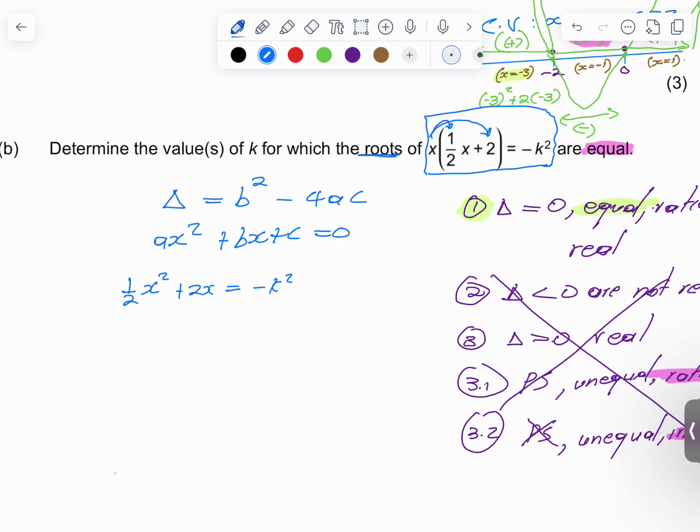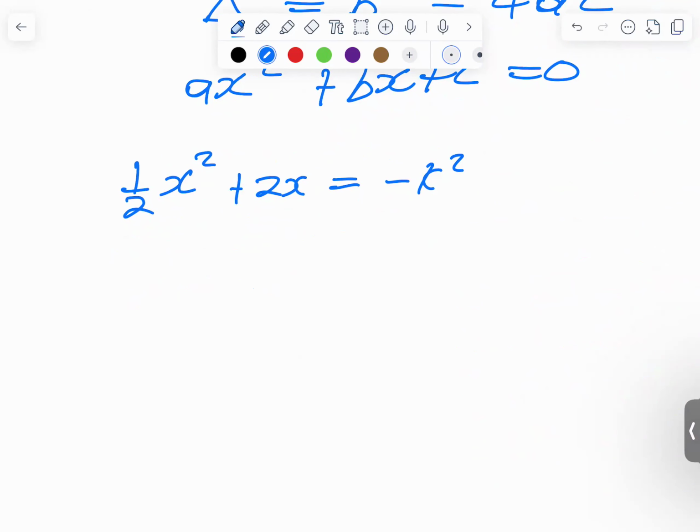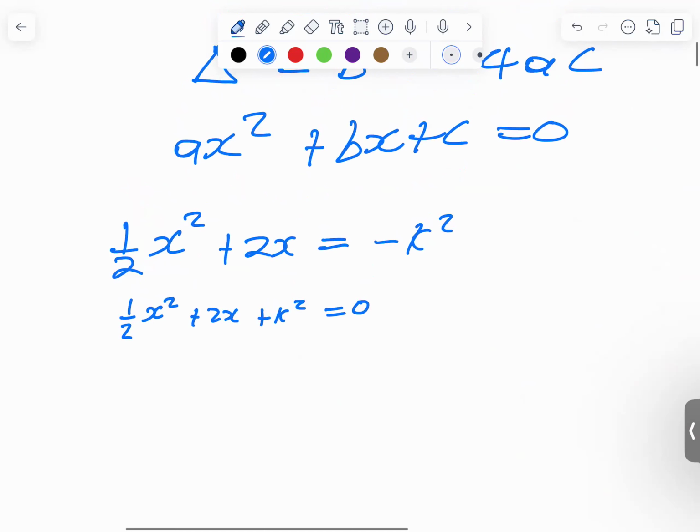Now, the only thing that's left is to make sure that this is equal to 0. So to make sure that it's equal to 0, all I am going to do is to transpose k squared and take it to the left-hand side. To transpose it here, I will still have 1 over 2 x squared plus 2x plus k squared is equal to 0. Now you will notice that according to this, a is a half, b is 2, c is positive k squared.